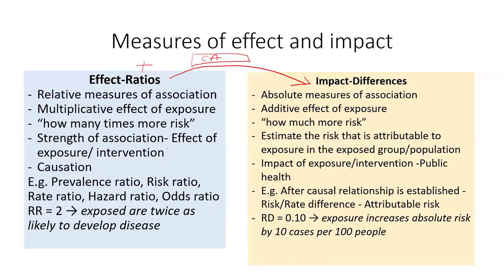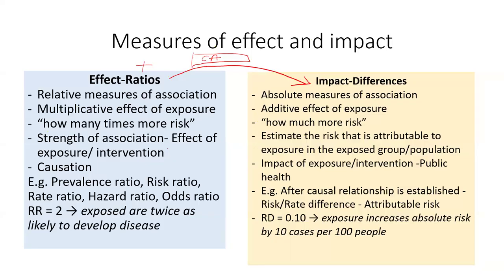So the effect, when I say I want to study the effect of the exposure on the outcome, I am looking at these ratios, which are relative measures of association. They are looking at the multiplicative effect of the exposure on the outcome. And the answer they are telling us is how many times more the exposed have the risk of the outcome compared to the unexposed. It tells us about the strength of association and the effect of exposure on the outcome.